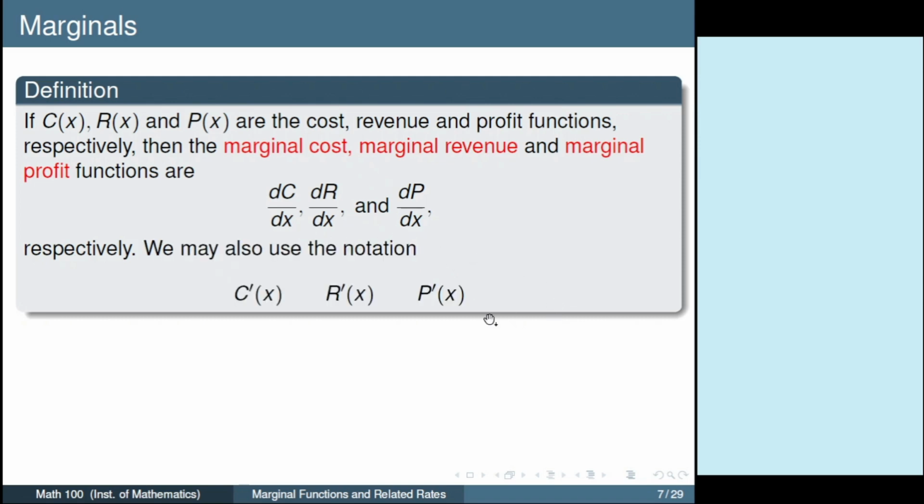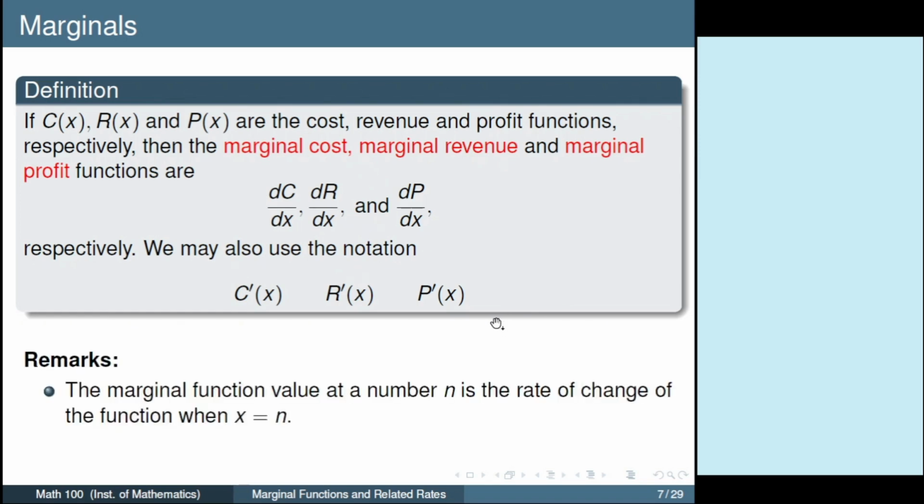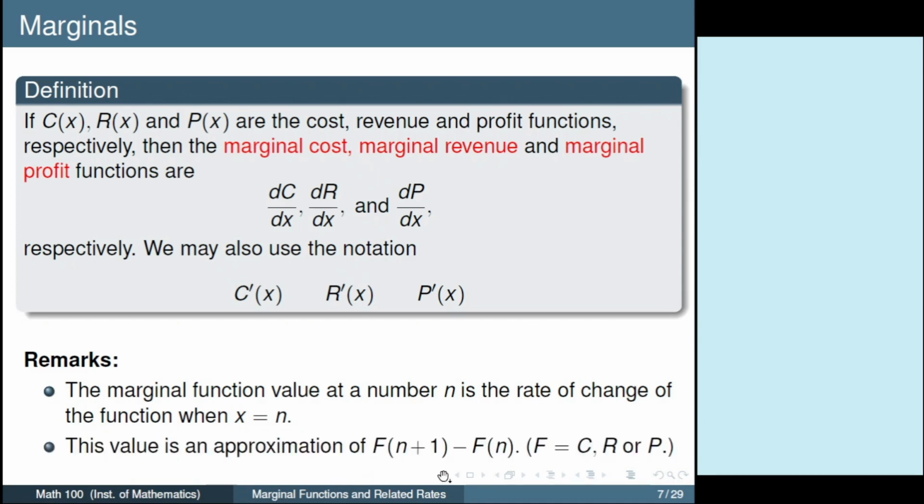So, pwede rin ganito yung notation. So, pwedeng C prime of x, R prime of x, and P prime of x. So, these marginal functions would be the rate of change of the function when x equals n. And this is an approximation of f of n plus 1 minus f of n.